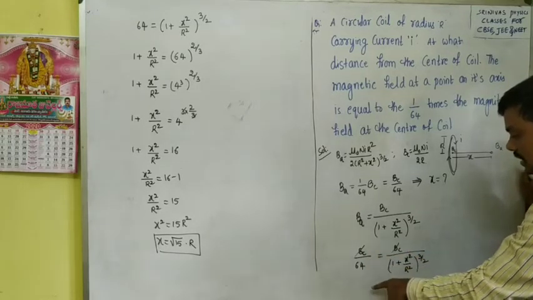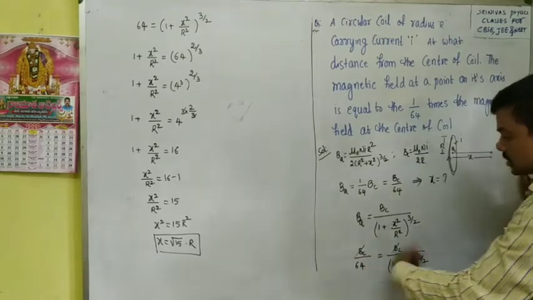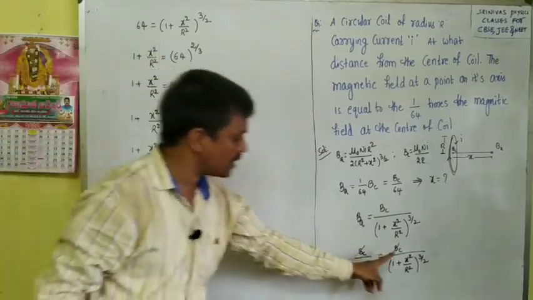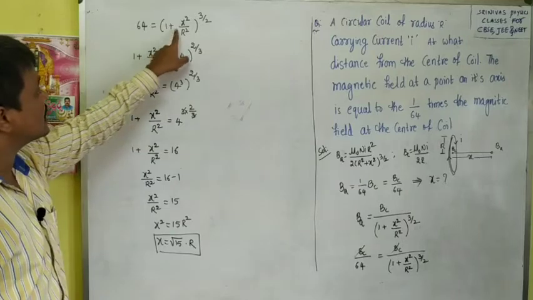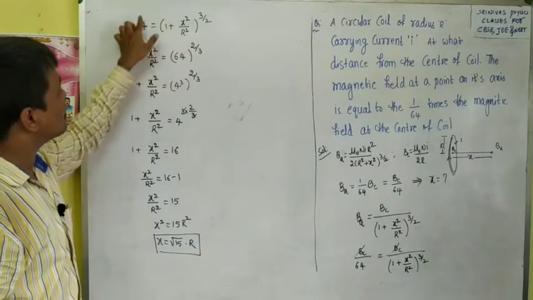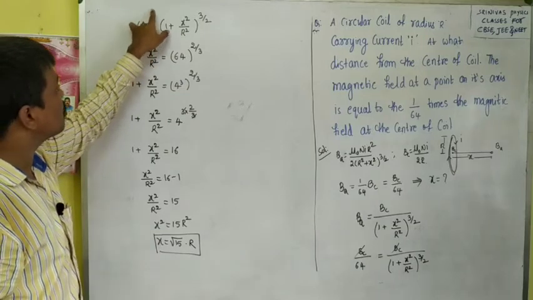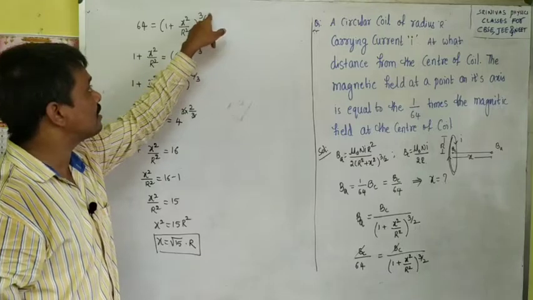BC will cancel, and then you will get 1 by 64 equal to 1 by this. Write the reciprocal equation: 64 equals (1 plus x square by r square) whole power 3 by 2. Then we have to raise both sides to the power 2 by 3. Then 64 whole power 2 by 3 on one side, and this one whole power 2 by 3 on the other. 3 by 2 into 2 by 3 will become 1.